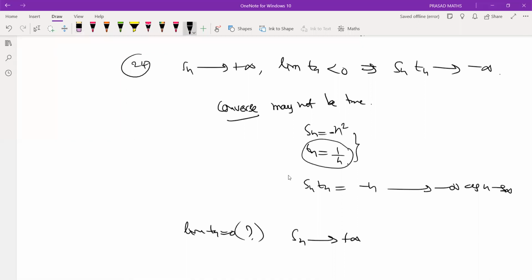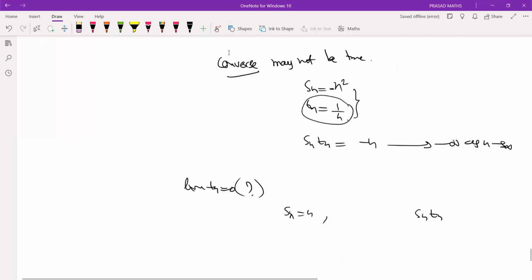Suppose I give Sn equal to n and Tn equal to 1 by n. Go through it: what is Sn into Tn? Exactly 1. This tends to 1 as n tends to infinity.